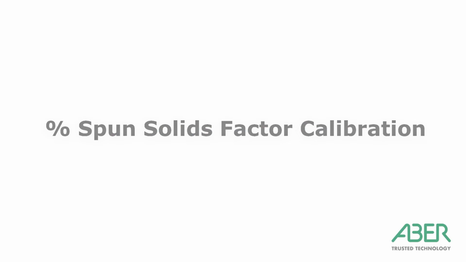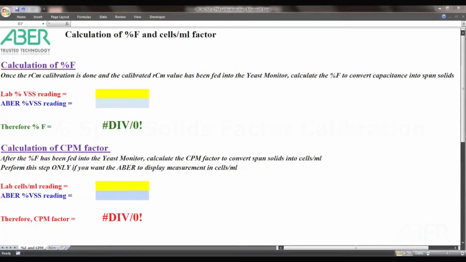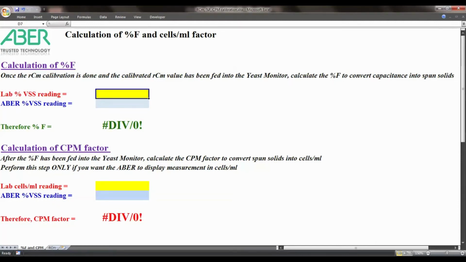I'm now going to show you how to get the percent spun solids factor and cells per mil factors for the yeast strain. Look at the spreadsheet and you can see there are two sets of boxes you need to fill in. This is where the lab readings for your sample come in. First you're going to enter the lab spun solids reading and then the Aber reading from the V50 screen. I know that my lab reading is 26.3%, so I enter that in the spreadsheet. Next I enter the Aber reading from the V50 screen.